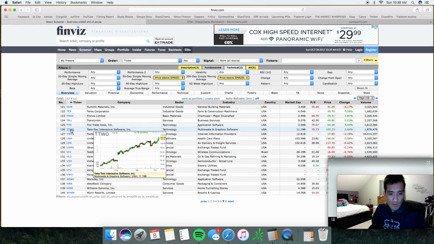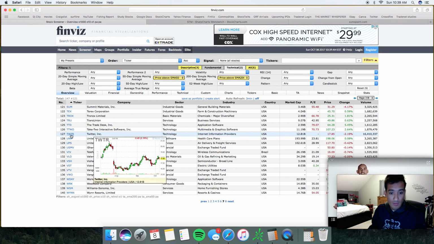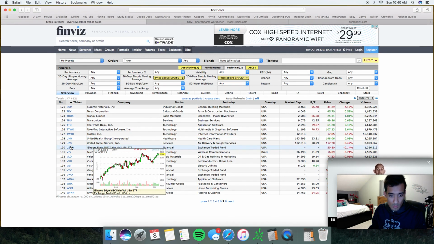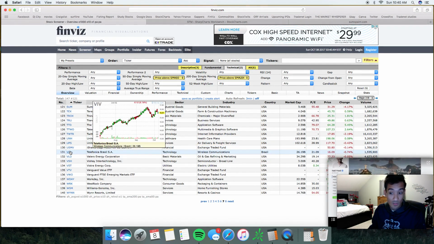TTWO. This looked like some good consolidation. It did exactly the same thing. One touch, then it actually touched like 4 or 5 times, and then it broke out. Nope. Nope. It's an ETF. Almost looked good there for a second.